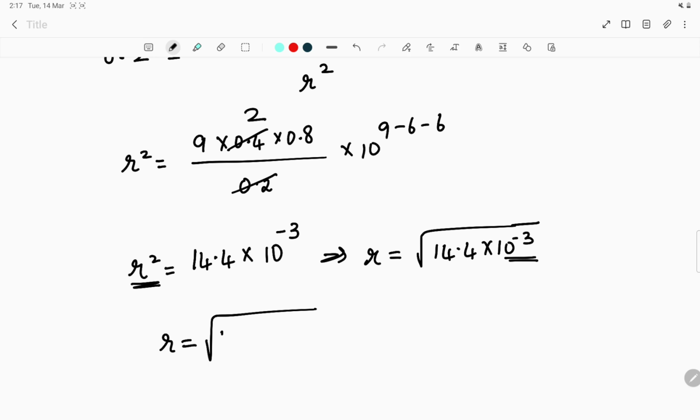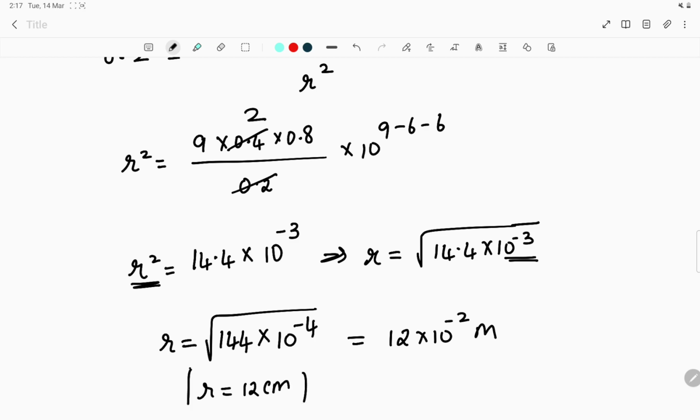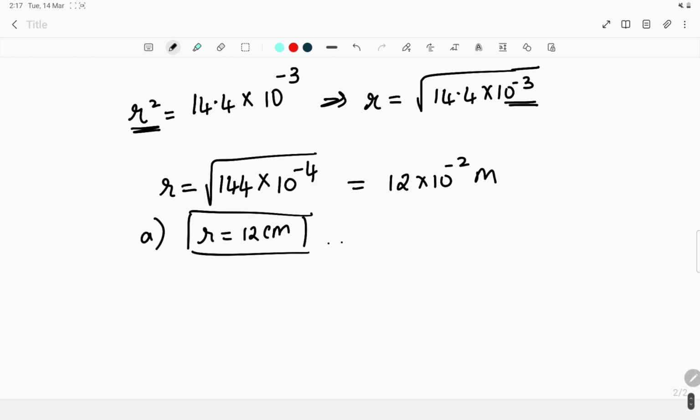What will I get here? If I multiply by 10, I will get 144, and if I divide by 10 to the second term, I will get 10 to the power minus 4. So this is equal to 12 into 10 to the power of minus 2 meter, which is also 12 centimeter. This is your answer. This is just one half of the question. So option A, this is the answer.